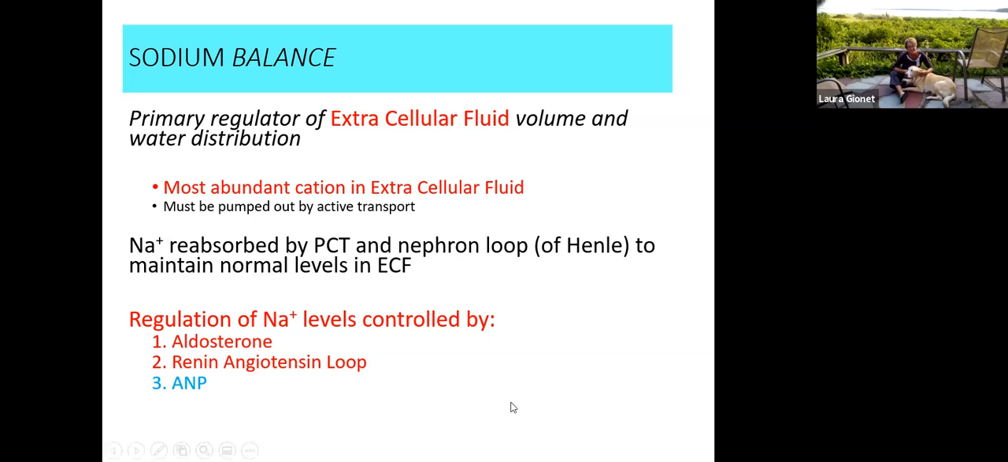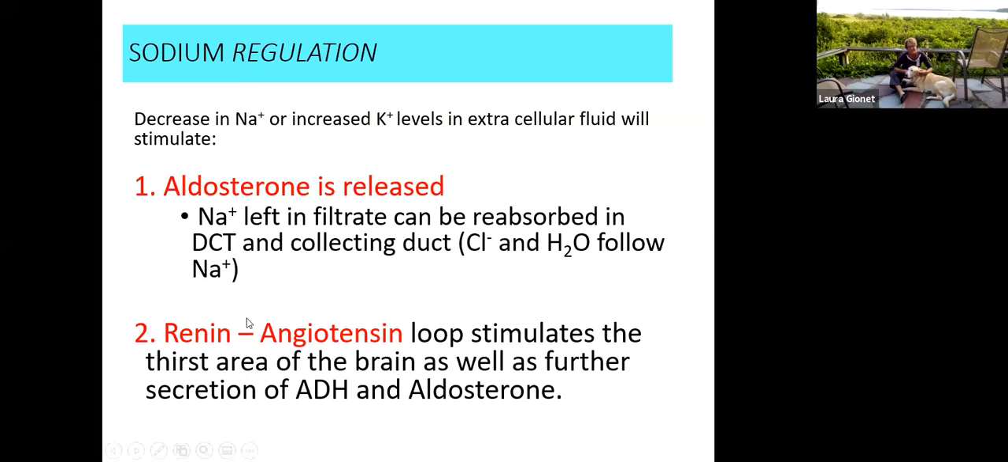Remember that the regulation of sodium is controlled not by antidiuretic, because antidiuretic only absorbs water, but with aldosterone, renin-angiotensin, and ANP. Remember, the ones in red are used to increase blood volume and blood pressure, and the one in blue, the atrial natriuretic peptide, is when you have high blood volume, high blood pressure. So you can read through this again.